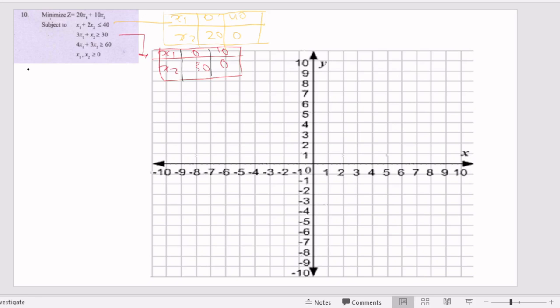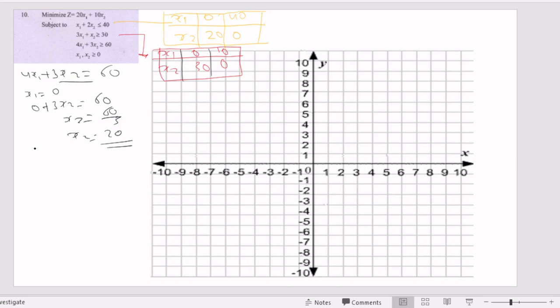Let's check the third equation. The third equation says 4x1 plus 3x2 equal to 60. Again, what do we have to do? Substitute x1 equal to 0. So it will be 0 plus 3x2 is equal to 60. x2 will be 60 divided by 3, so x2 will be 20. Now if I substitute x2 equal to 0, you'll get something like 12. It's up to you, it's your choice. Nobody is going to stop you as long as your diagram is correct.